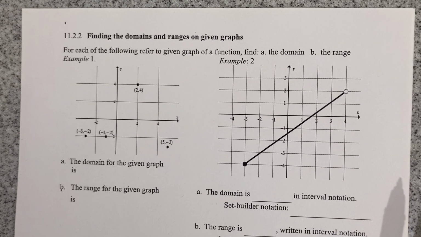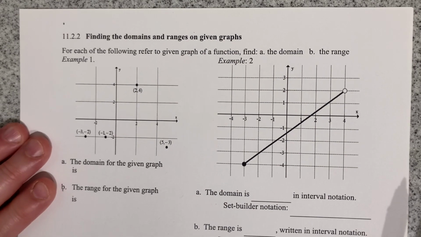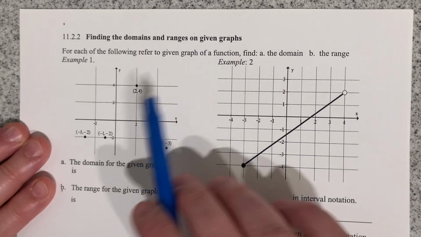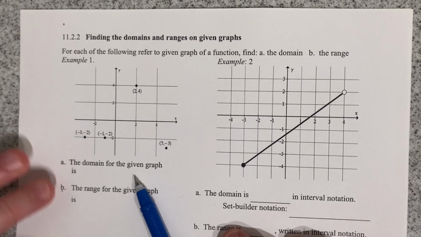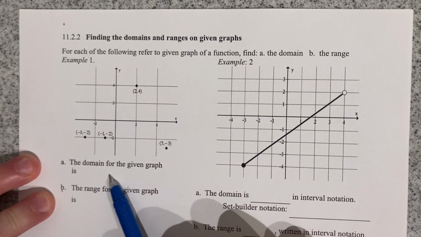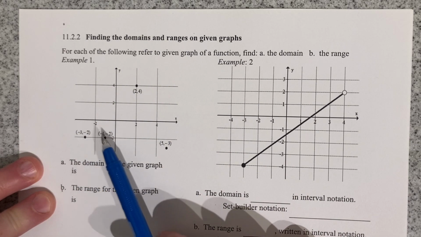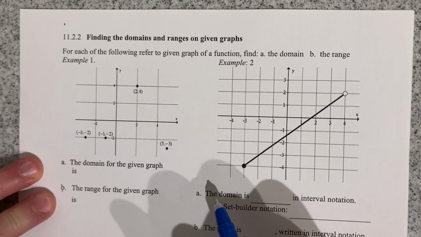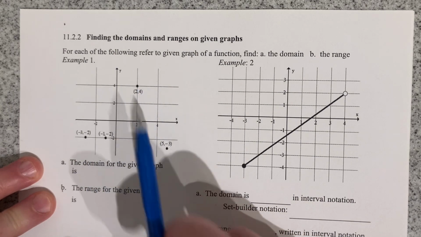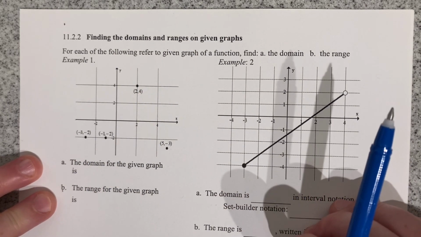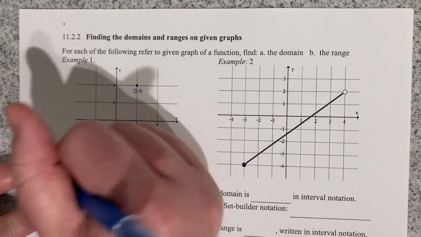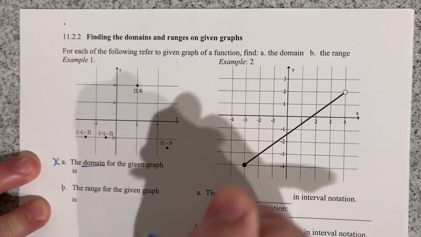Now that we've reviewed interval notation, we can talk more about domain and range, especially given graphs. So let's look at example 1. The function is these 4 points, right? These 4 points are representing the function. The domain is the x values.